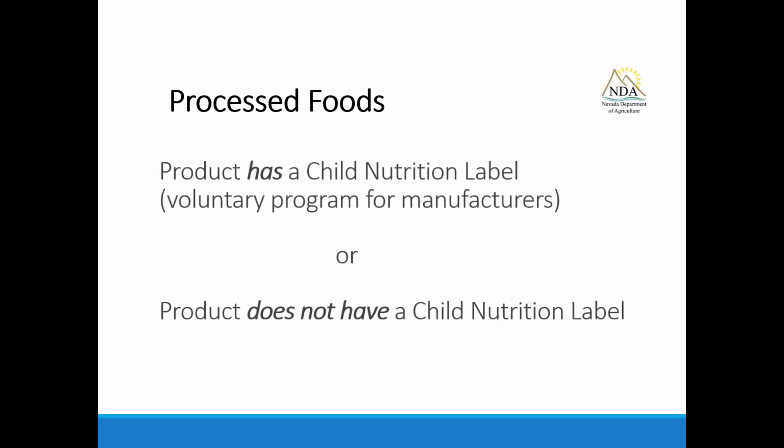So processed foods come in two areas. One that has a child nutrition label, which is a voluntary program for manufacturers, or a product that does not have a child nutrition label, and we'll talk about the different areas to go.